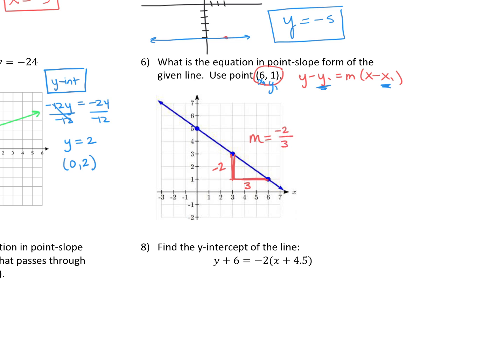All right, so now we can go ahead and write our point slope form. We have y minus y1, which is the y coordinate of this point, so a 1, equals our slope, negative 2/3, times x minus, and then x1 is this 6 from the ordered pair, and that is point slope form. There is no solving for anything when you do point slope form.